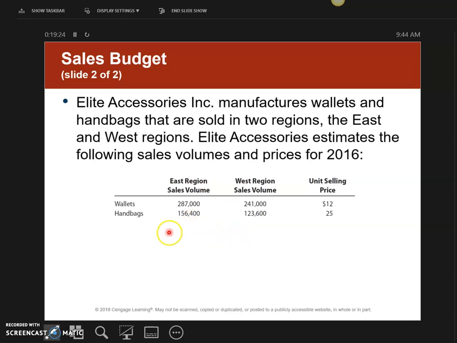And here are their budgeted sales for this year. They want to make 287,000 wallets for this region, 241,000 for this region, and they're going to sell them at $12 each. These are my selling prices. For handbags, these are the quantities, and this is the unit selling price. So this is all you need to make a sales budget. But you need the total numbers here in order to move forward on the next budgets.